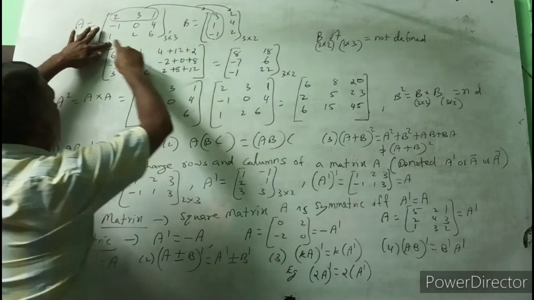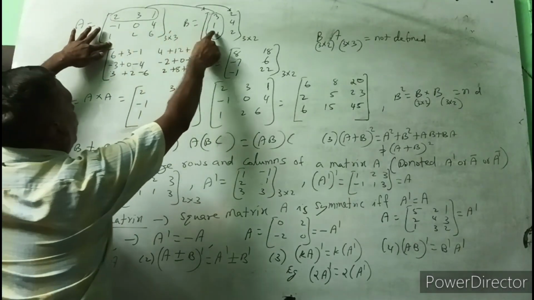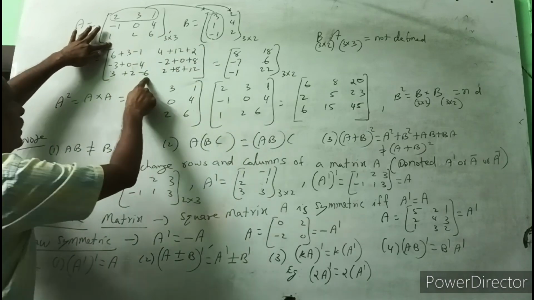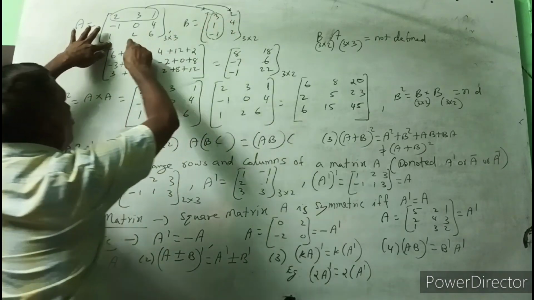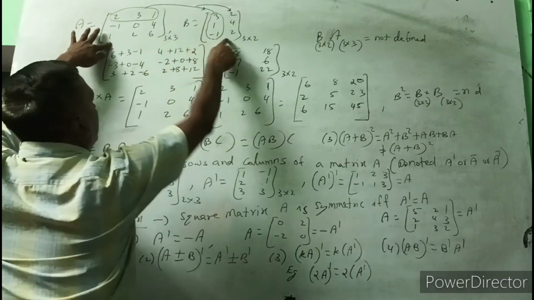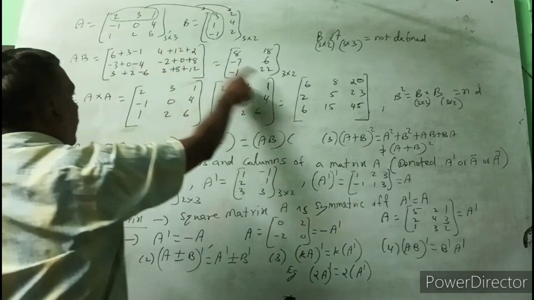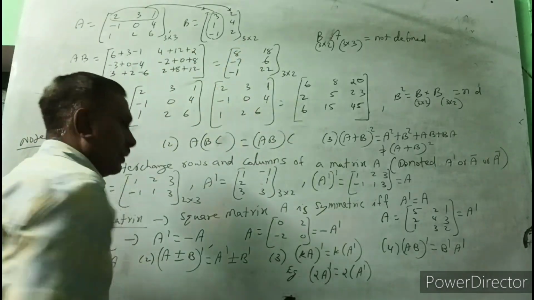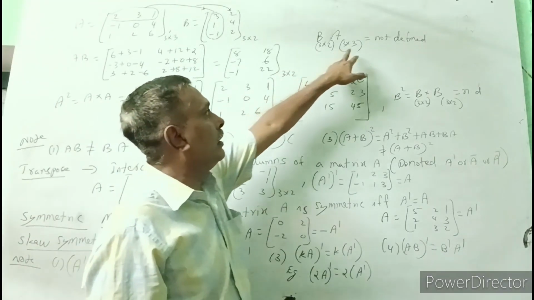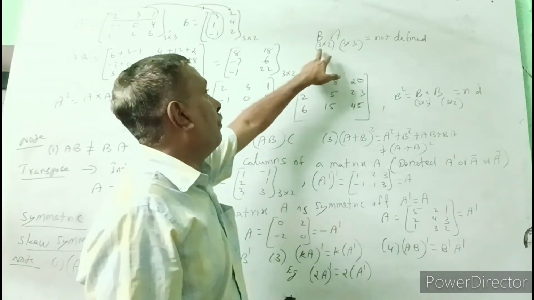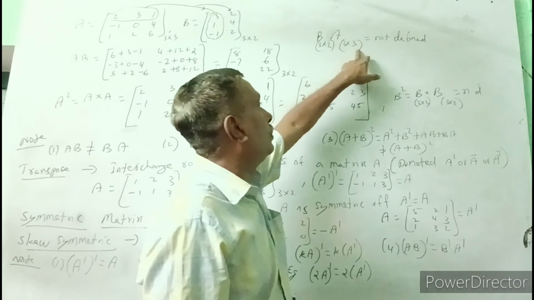Third row into this: 1 into 3, 2 into 1, 6 into minus 1. Similarly 1 into 2, 2 into 4, 6 into 2. Total will come 22, and the 3 by 2 order itself is coming. But if you are finding BA, B order is 3 by 2 and A is 3 by 3.